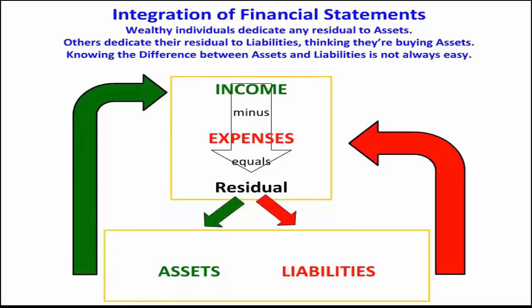We can acquire assets, and if we do, in future periods, we have more income coming in. Our expenses either don't go up or they don't go up as much as the income. So the net result is in future periods, we're better off. That's one route we can take.